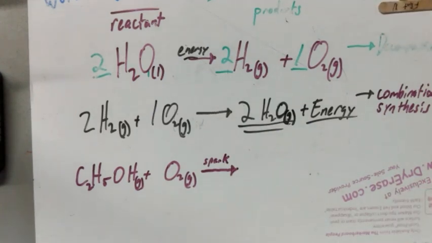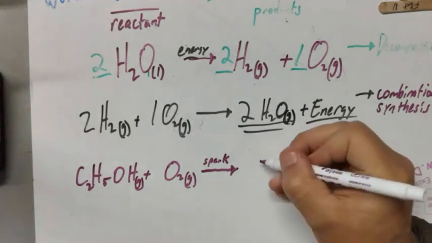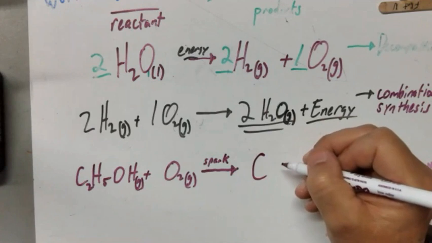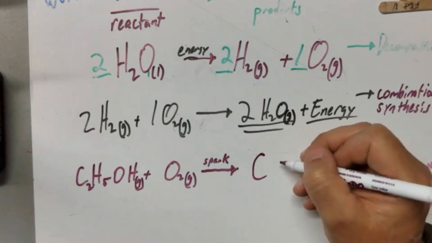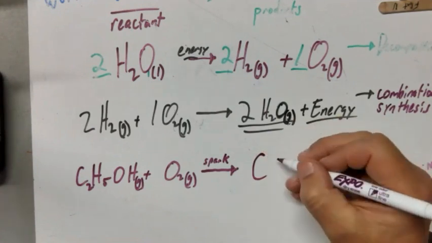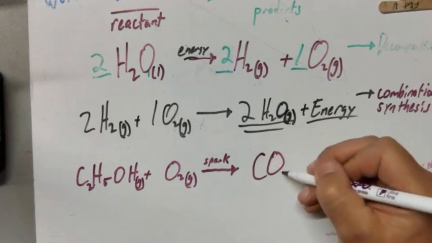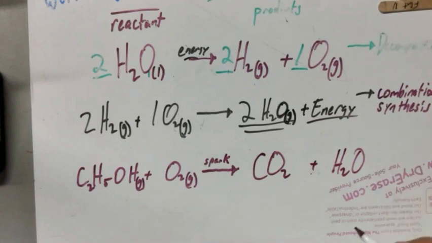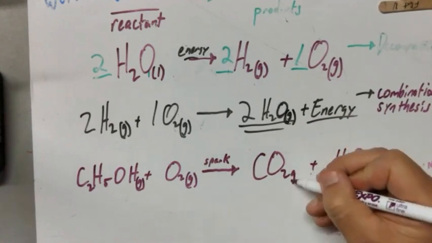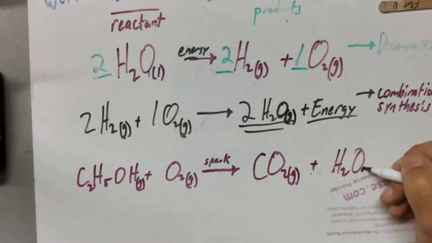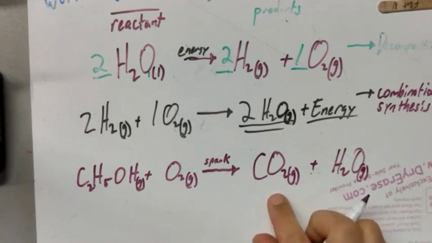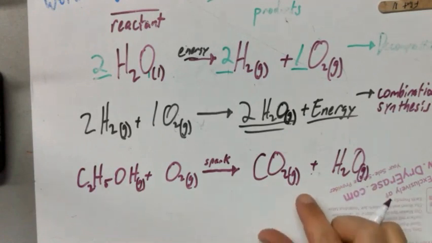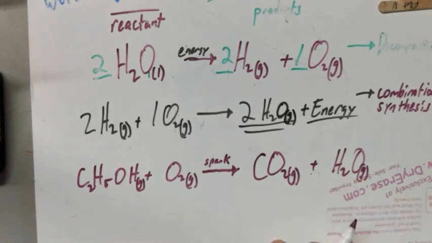What are the 2 products of a combustion reaction? Energy and... I don't know the other one. Always, always, always carbon dioxide gas and water vapor. So if you burn gasoline completely with oxygen, the only thing coming out of your tailpipe should be carbon dioxide and water.